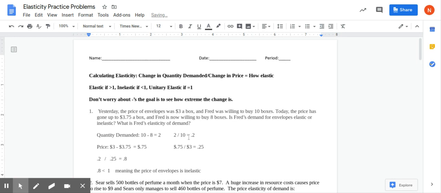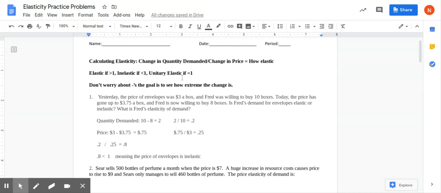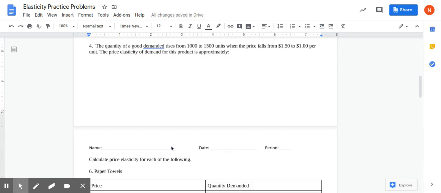So then we take the change in quantity demanded, our 0.2, and we're going to divide it by our change in price, which is 0.25. So 0.2 divided by 0.25 is equal to 0.8. 0.8 obviously is not more than 1, therefore it is inelastic. If you were to pick unitary elastic, it's close to 1, but for our purposes, let's go inelastic on there. You're going to do the same thing for all those.